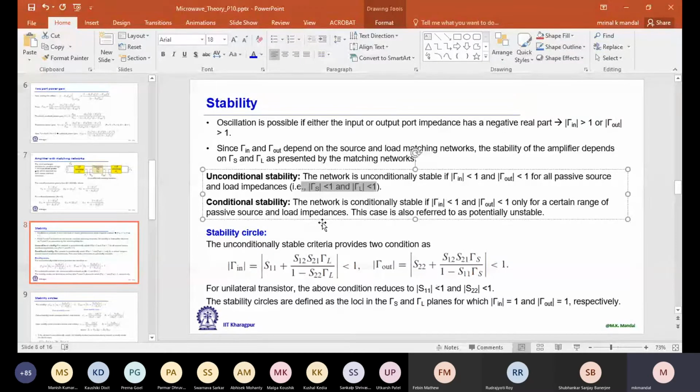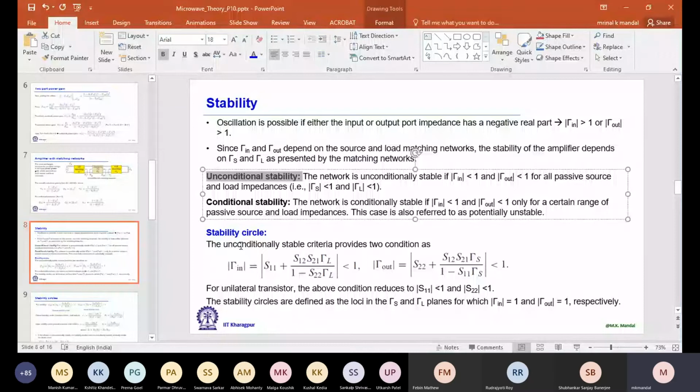Under these conditions, we can have two different situations. In one situation, for any value of gamma S and gamma L, gamma in is always less than 1 and gamma out is less than 1. So we never have negative resistance at the input side or at the output side. This condition is called unconditional stability. That means the transistor is stable, and we do not expect any oscillation from the amplifier.